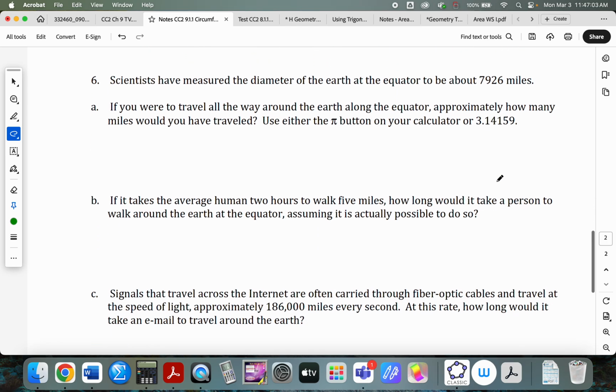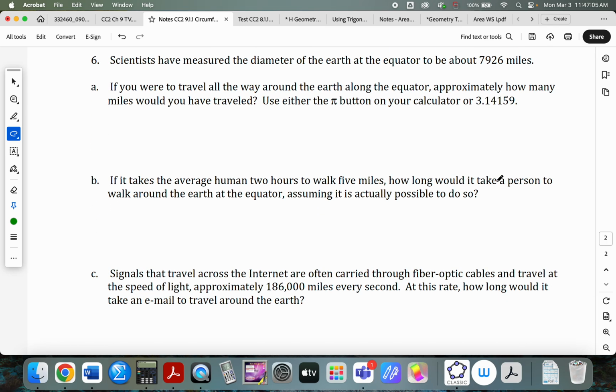All right, let's take a look. Scientists have measured the diameter of the Earth at the equator to be about 7,926 miles. By the way, the reason it's at the equator is because the Earth is not perfectly spherical. So, if we're going all the way around the Earth along the equator, approximately how many miles would you have traveled? What is it we're finding there?